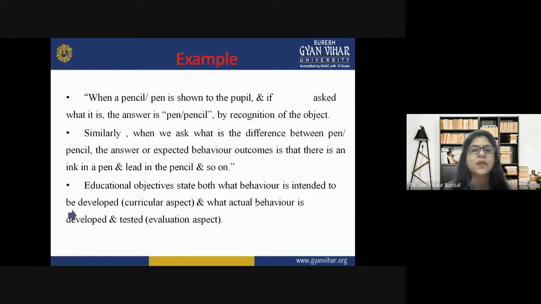Processes. Now, for example, when a pencil or pen is shown to the pupil, and they are asked what it is, the answer would be pen or pencil, by recognition of the object. That means they are recalling and recognizing the object. Similarly, when we ask what is the difference between pen and pencil, the expected behavioral outcome is that there is ink in a pen and lead in a pencil, and so on. So, an educational objective states both what behavior is intended to be developed, the curricular aspect, and what actual behavior is developed and tested, the evaluation aspect.